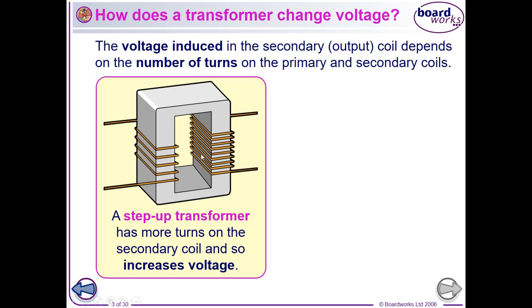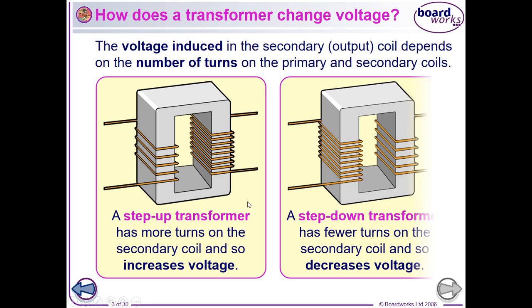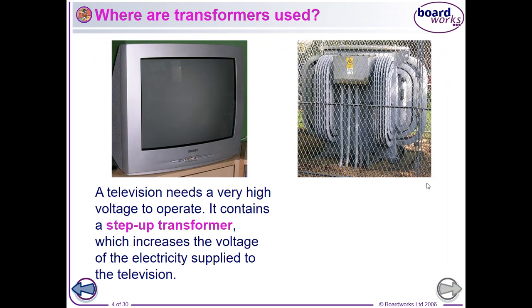If we have more turns on the secondary coil than we have on the primary coil, then we call it a step-up transformer, because what happens is the voltage increases. If we have more turns on the primary coil than we have on the secondary coil, we call it a step-down transformer, because the voltage decreases. Now we'll do some exercises with those formulas next lesson, which will help you understand why we're doing this, and put some numbers onto what's happening.